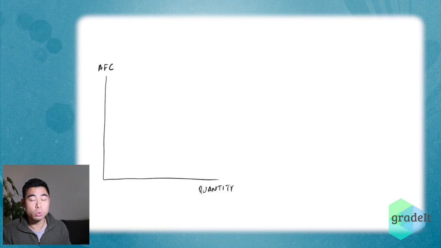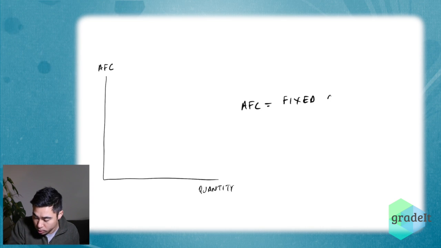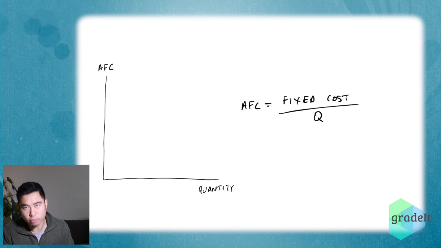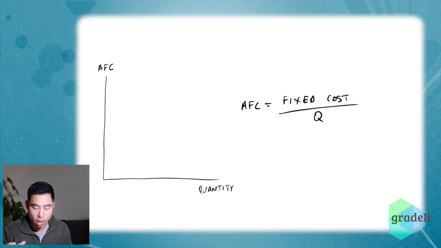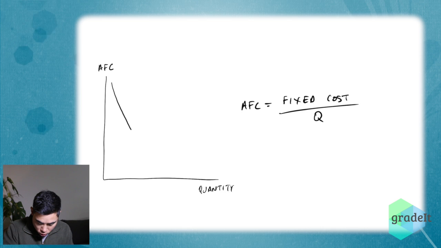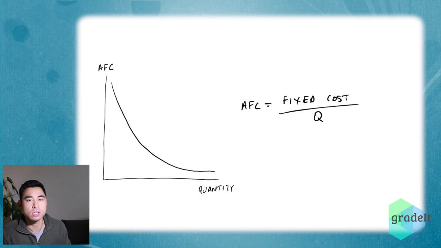So if you recall your definition for average fixed cost equals your fixed cost divided by your quantity. And you should be comfortable with this idea that when you graph this, because you're dividing a fixed amount by an ever-increasing quantity, as we move right along our graph, average fixed cost is going to fall and it's going to get closer and closer, but it will never reach your horizontal axis.